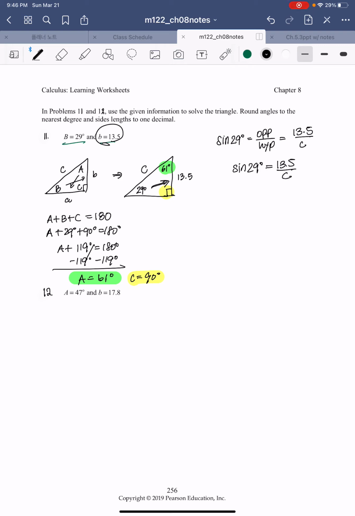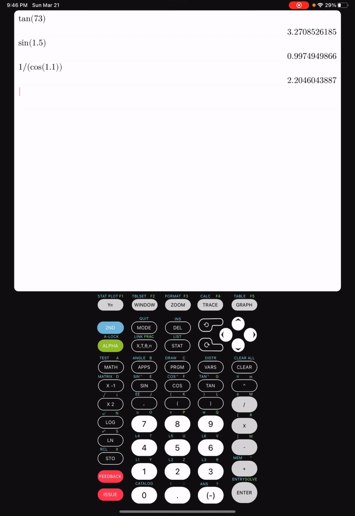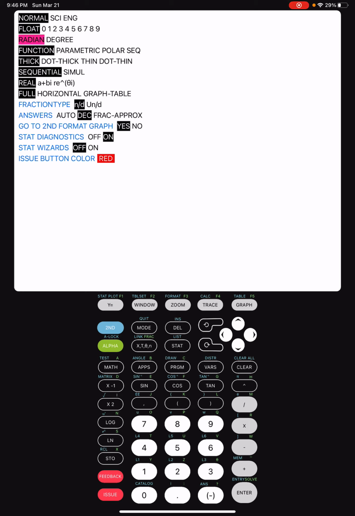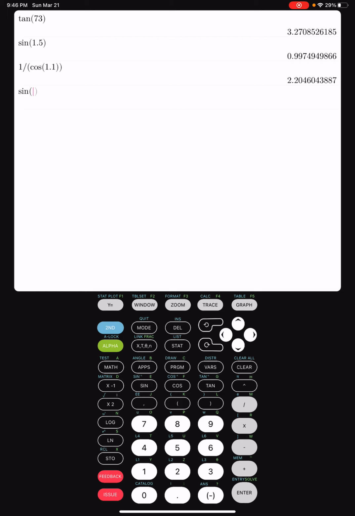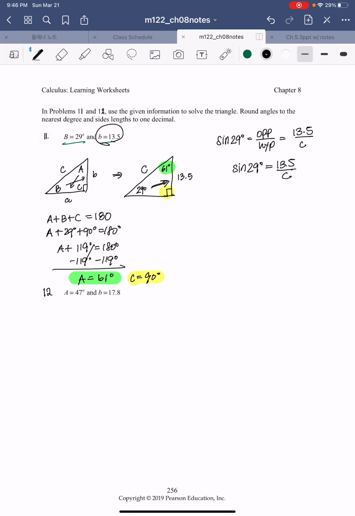Now, sine of 29, we're going to be using a calculator because that's an unknown angle. So let's pull out the calculator, and notice it's in radian. So I have to change my mode to degree. And let's enter sine of 29. That ends up being 0.4848. I'll just round it to the 4th decimal place. So this will be 0.4848.